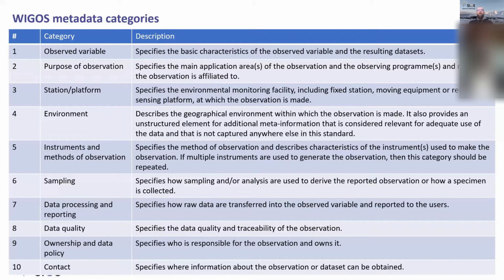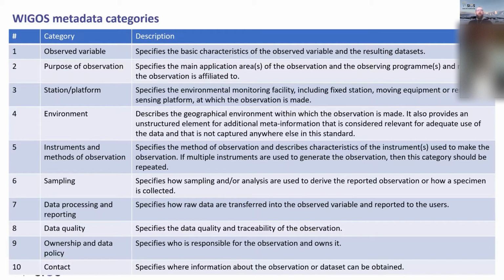As we see, one of the categories is the site. Here it's called the station platform in WIGOS. It's defined as the observing facility and includes a fixed station, moving equipment, or a remote sensing platform at which an observation is made.